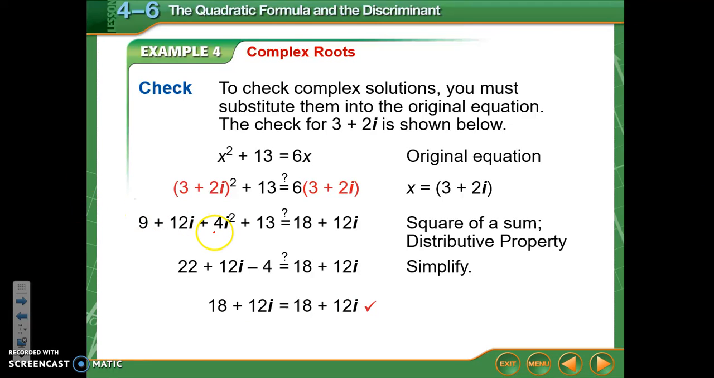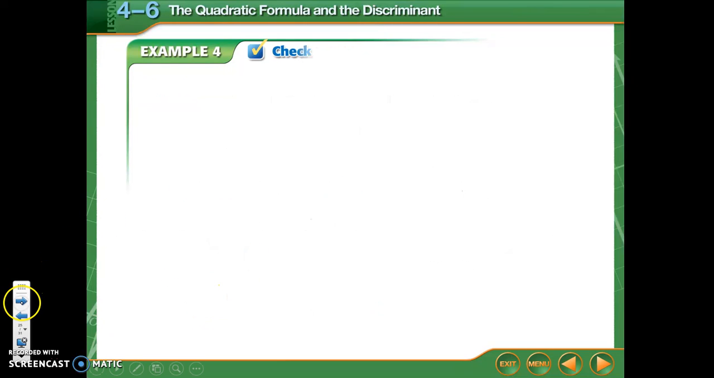Remember that here, this i squared, I always replace i squared with negative 1. So I have 9 plus 13, which is 22. Then I have 12i, and this becomes negative 4. And that's how they simplify down to 18 plus 12i.